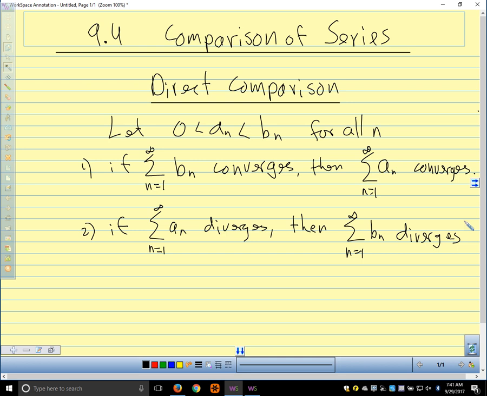And the reason that this works is that for case 1, if b sub n converges, it puts an upper bound on the sequence of partial sums for a sub n. And that's going to force it to converge. And the second one is the other way. If a sub n diverges, then it forces the sequence of partial sums for b sub n to be unbounded, so b sub n is going to have to diverge.